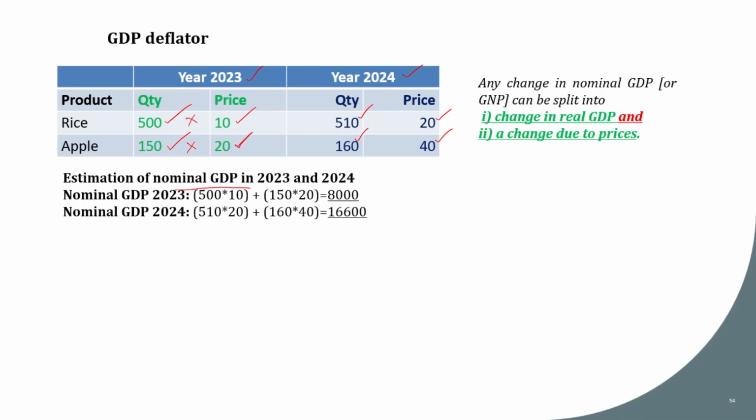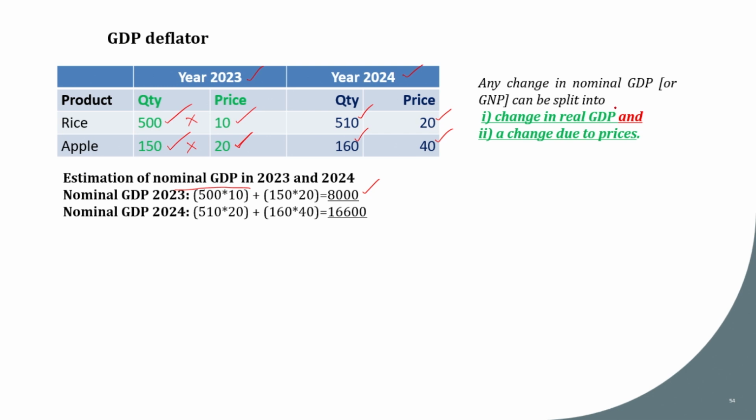From this, you can see the nominal GDP of 2023 is 8,000 and nominal GDP in 2024 is 16,600. So you can see that the nominal GDP has more than doubled. But the issue here is that, as you know, there is only a marginal increase in the quantity produced. For example, rice went from 500 to 510. But the price, we have deliberately doubled it.